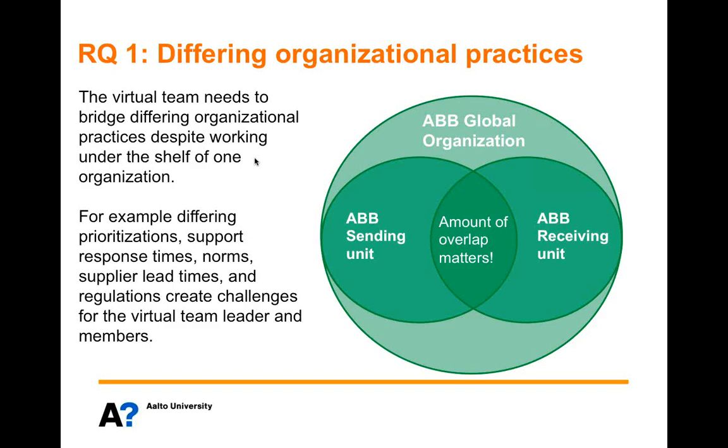So another view to this first research question. Here is one way to see the project organization. The big circle is the global organization, and then we have the sending unit and the receiving unit. In this virtual team that these two teams form, they need to bridge their differing organizational practices together to overcome the challenges. For example, they had differing prioritizations, support response times, norms, supplier lead times, and some differing regulations from the country governments.